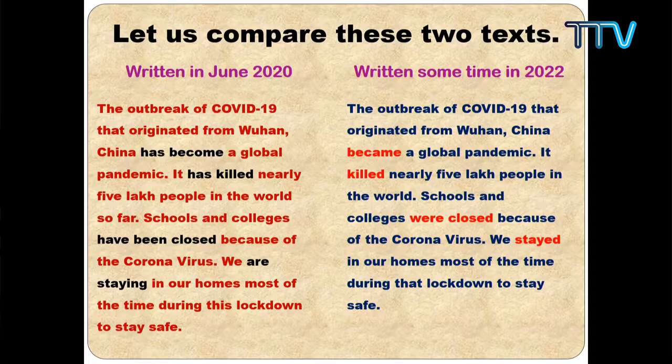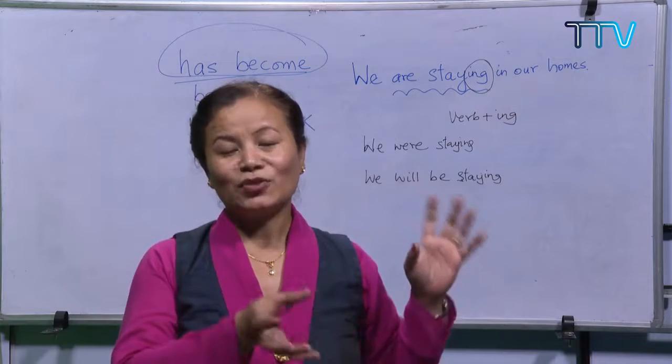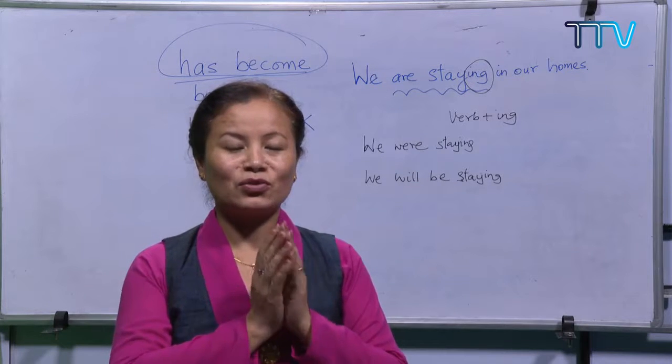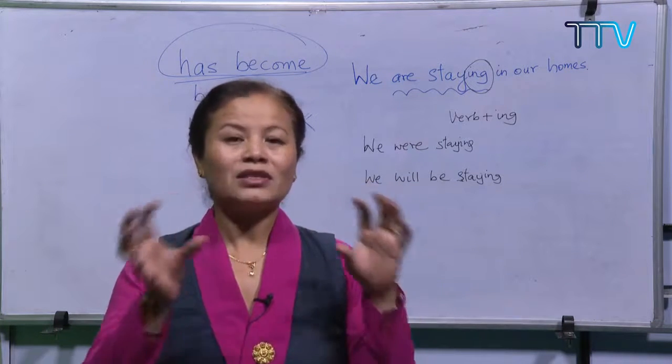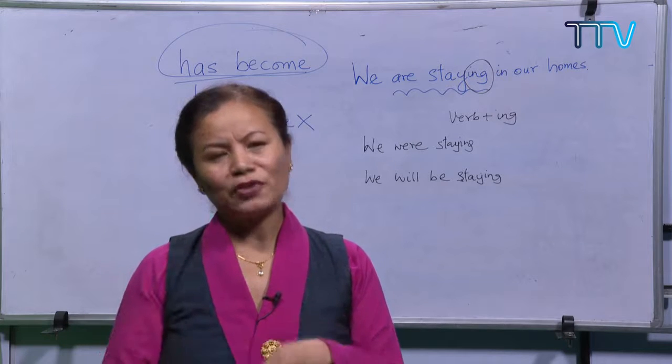Schools and colleges were closed because of the coronavirus. We stayed in our homes most of the time during that lockdown to stay safe. So what did you notice? It's only the difference in the time frame, because one is written this month in the same year and the other text is written in 2022. So when it is 2022, you remember the incident that happened in 2020. So that is something already happened, right? So you will write the same in the past tense. So that is why I just wanted you to focus on how verbs function, how verbs play their role in conveying the right meaning. So therefore, it's very important.